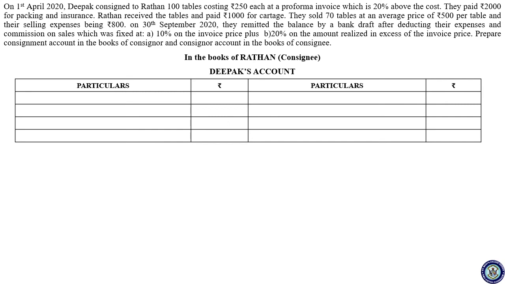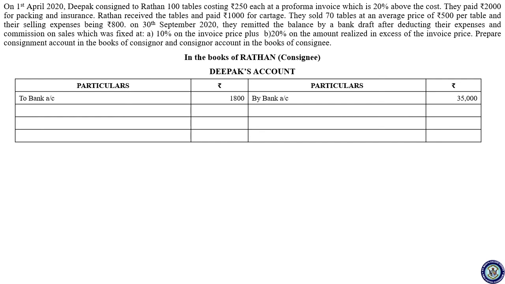Okay, so what is the first thing? The consignee has to pay the money to Deepak. So it is by bank. Deepak is going to receive the money from the consignee. So it is 35,000. But the entire 35,000 is not going to be received, right? To sell those 70 units, Ratan has incurred some expenses. To sell, you have to pay some commission. So you have to adjust that also. So first one, that is to bank, that is expenses incurred by the consignee.